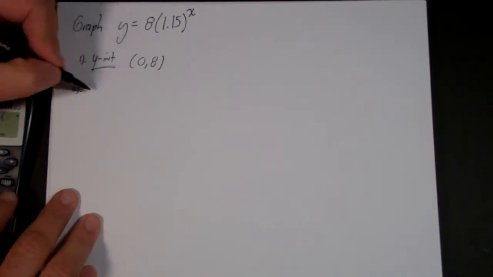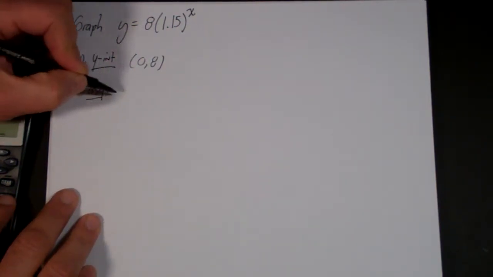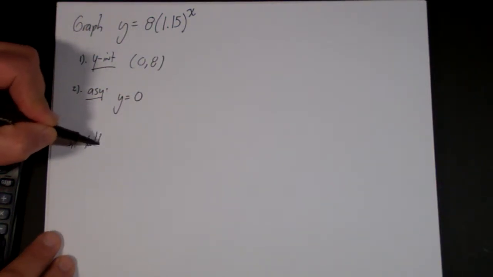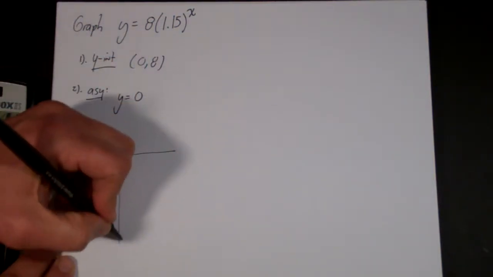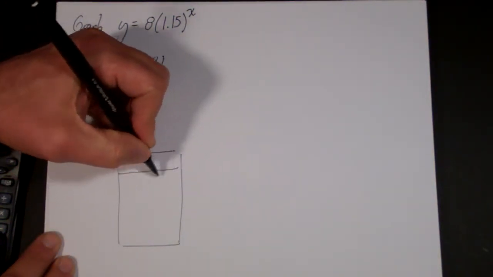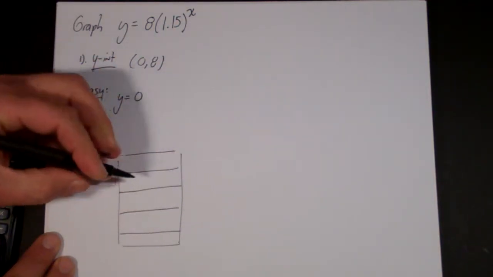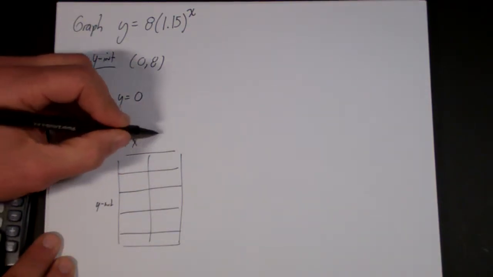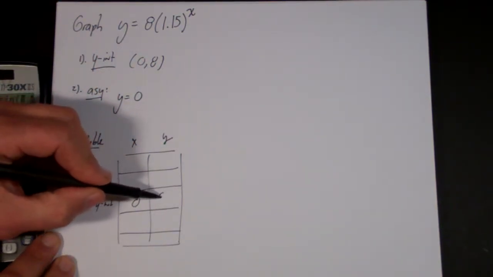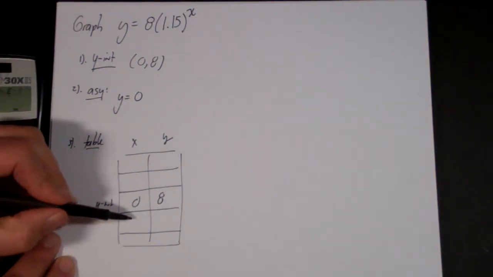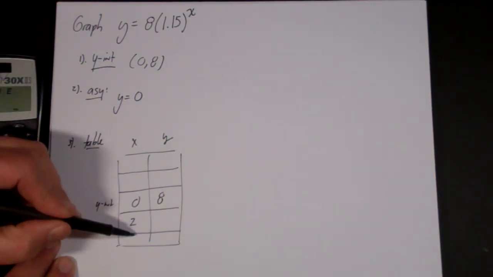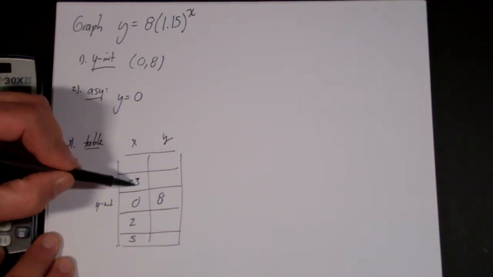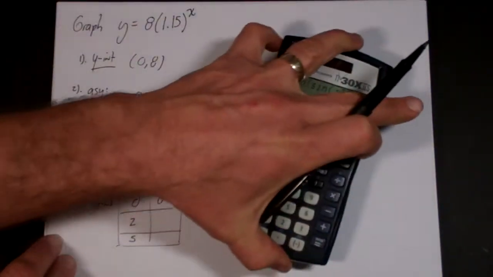The second step is we're going to find the asymptote. The asymptotes here are all straightforward. They're all y equals 0. And the third step is we're going to do a table of values. I'm going to put the intercept in the middle. And that's going to be 0, 8. I'm going to choose any 2 points here. I'm going to choose 2 and 5, minus 3 and minus 6. I'm going to do these on the calculator real quick.